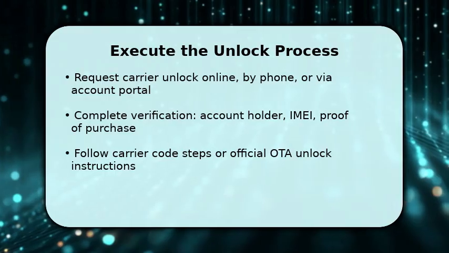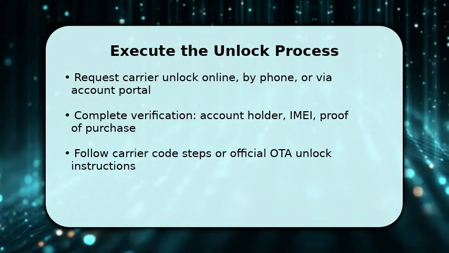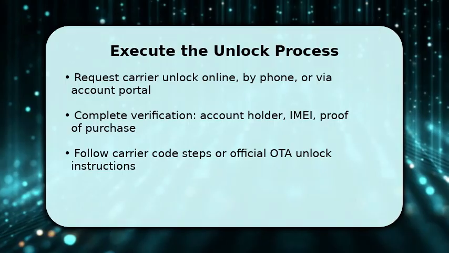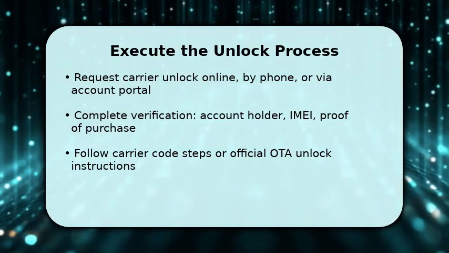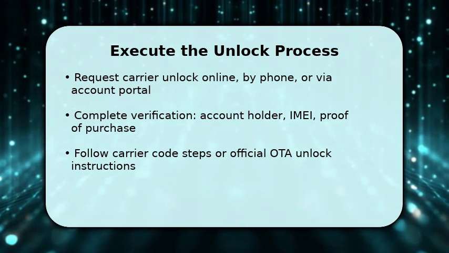After approval, follow the carrier's instructions, either entering an unlock code, performing an over-the-air activation, or installing an update, so the network lock is removed and the phone can accept other SIMs.